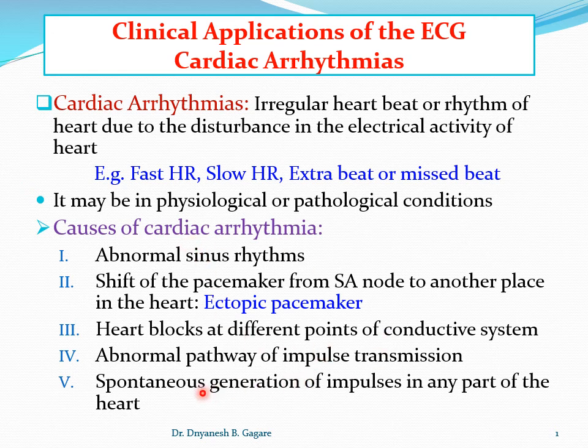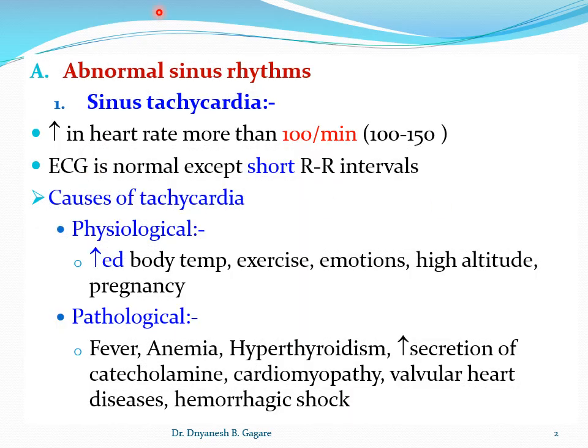And the fifth cause is spontaneous generation of impulses in any part of the heart. It may be due to infections or coronary artery disease, which lead to ischemia of the myocardium, and due to the ischemia there is spontaneous generation of impulses by any part of the heart. It also causes shifting of the pacemaker, and that is also one of the causes of cardiac arrhythmias. Then the next slide. Here, take one by one.